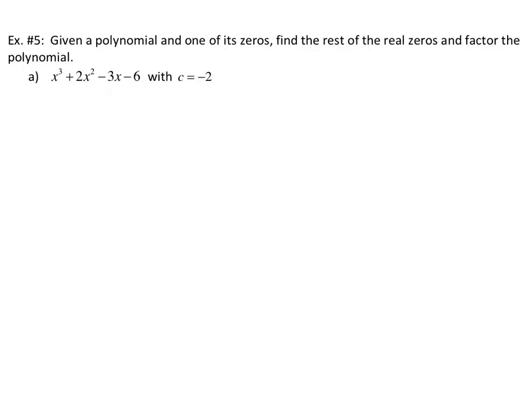Because we know that -2 is a zero of this polynomial, this zero of -2 corresponds to a factor of x plus 2. So for synthetic division, we're going to take the zero that we know, the -2, and place it out in front. And then we're going to take just the coefficients from the polynomial. So the coefficients are 1, 2, -3, and -6.